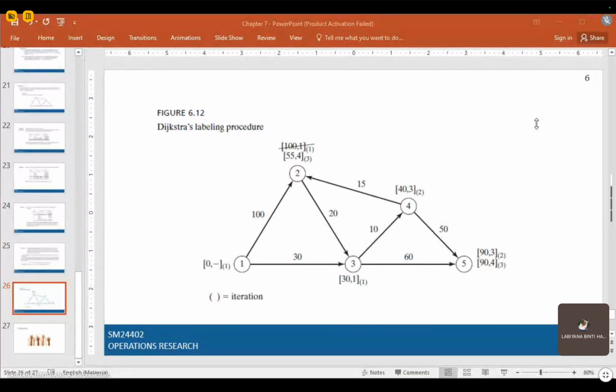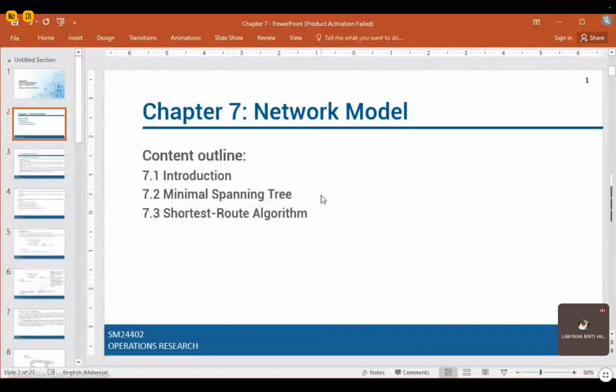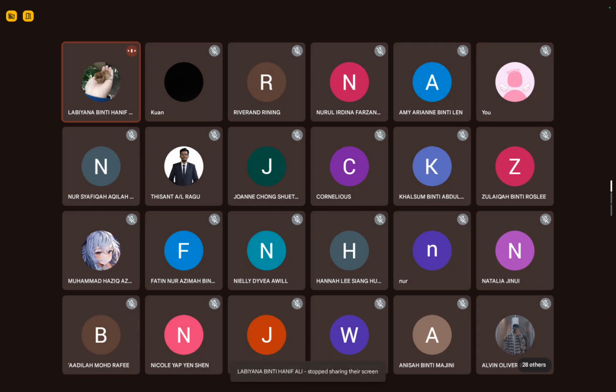So for this lecture, for this chapter, we only discuss the minimal spanning tree and shortest route algorithm. After the class, later you can try to solve some examples in Taha book. Let me show you. Before that, do you have any question? I'll show you Taha book.